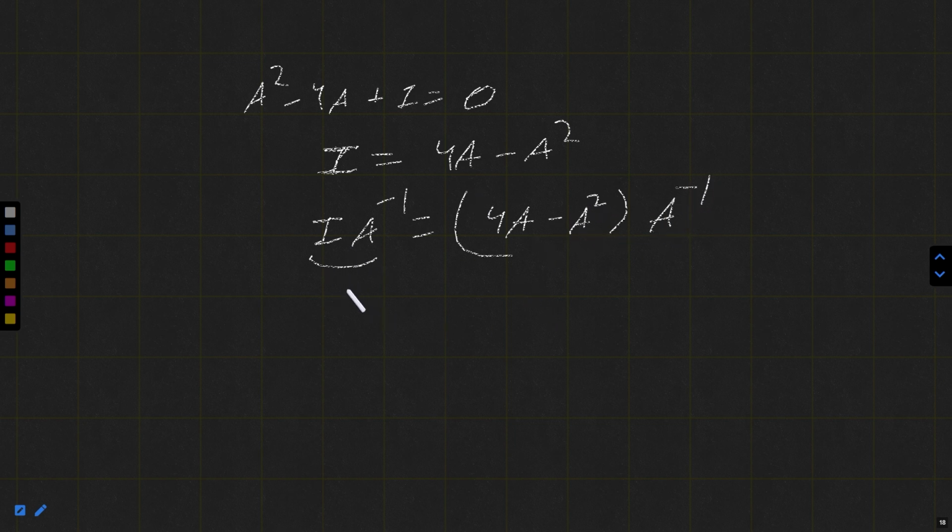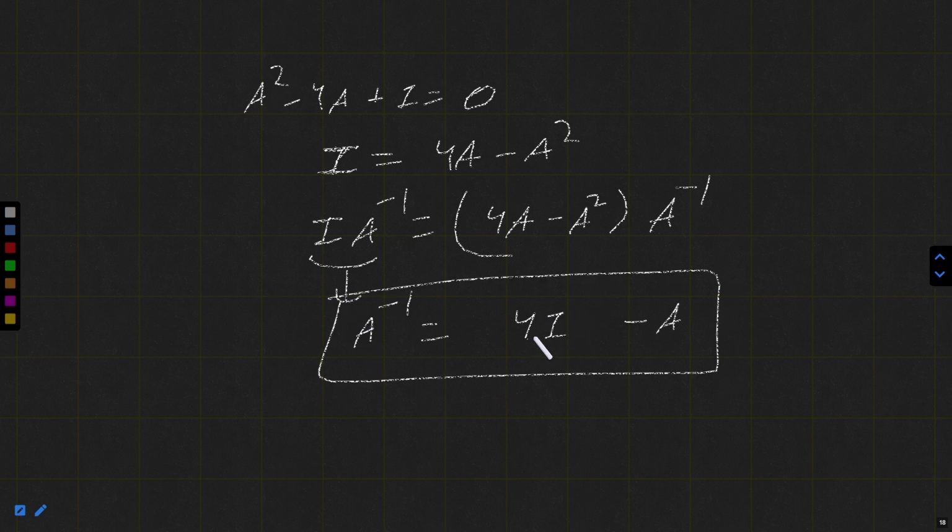Now what will this be? Just A inverse. Using the distributive property, I can rewrite it like this. This will be A, and this will be 4I. So A inverse will be 4I minus A.